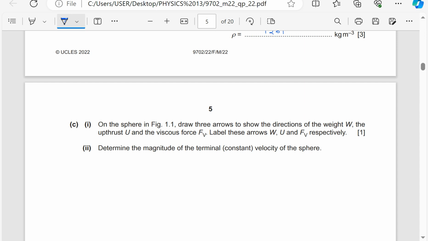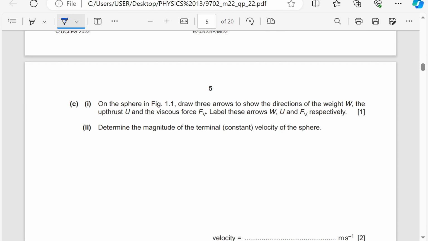Determine the magnitude of the terminal velocity of the sphere. Okay, magnitude of the terminal velocity. So remember, at constant velocity, the acceleration is zero. The resultant force is 0. And the forces acting downwards, we have only the weight, should be equal to the forces acting upwards, which is the viscous drag Fv plus the upthrust. So we want the magnitude of the terminal velocity of the sphere. Remember, Fv is k r times v, r times speed. So Fv is equal to the weight minus the upthrust.